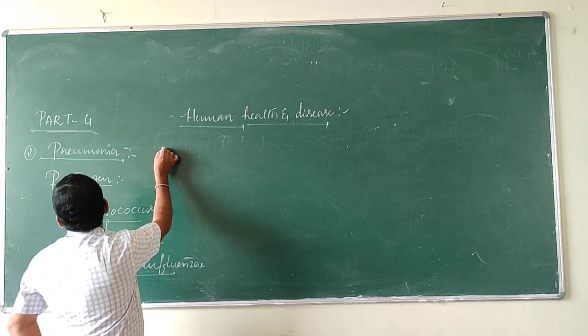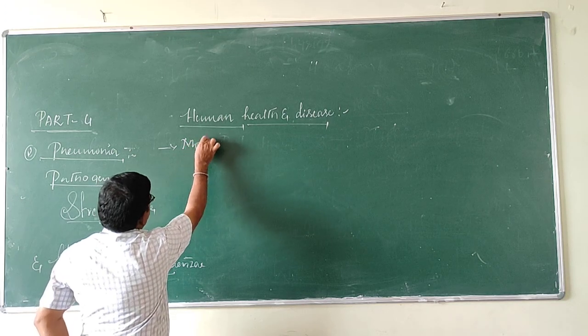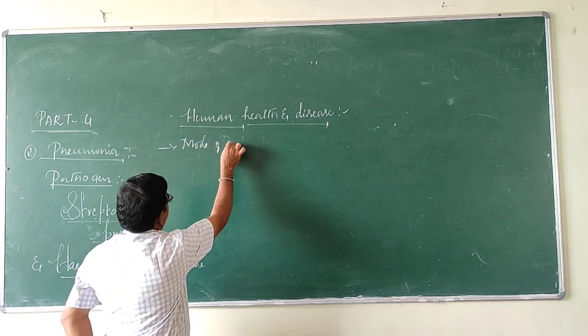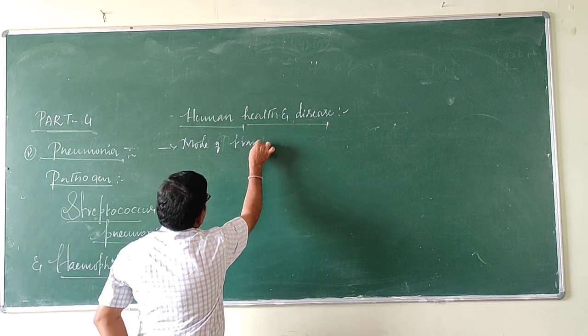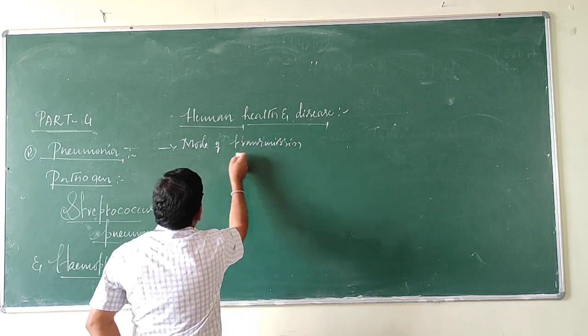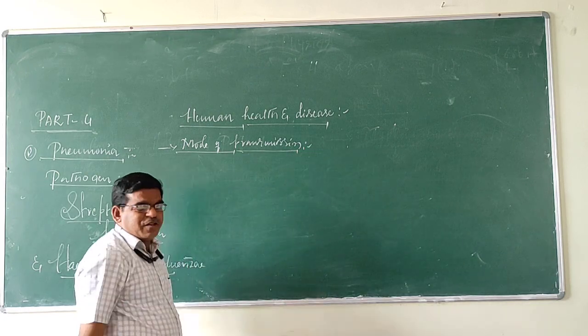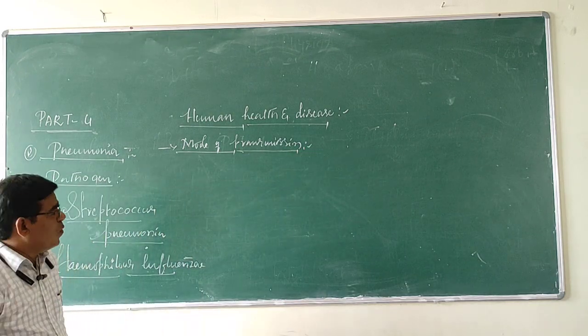So next point, mode of transmission. Typhoid is transmitted by contaminated food and water.